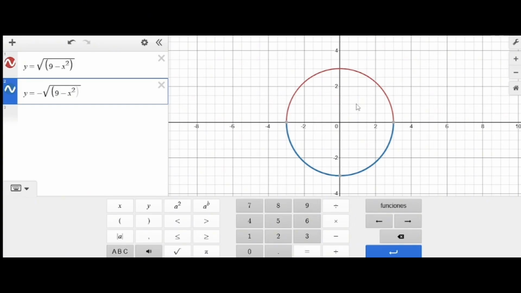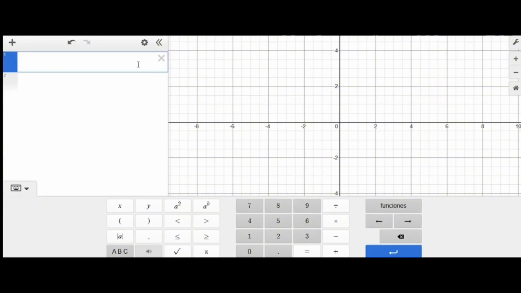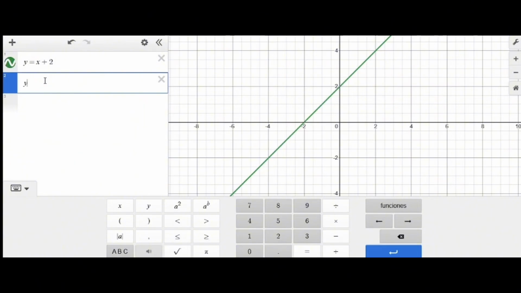By combining different equations, we can create patterns and designs. For example, if I add a few straight lines like y equals x plus 2 and y equals negative x plus 2, you can see the lines intersect and form geometric shapes.